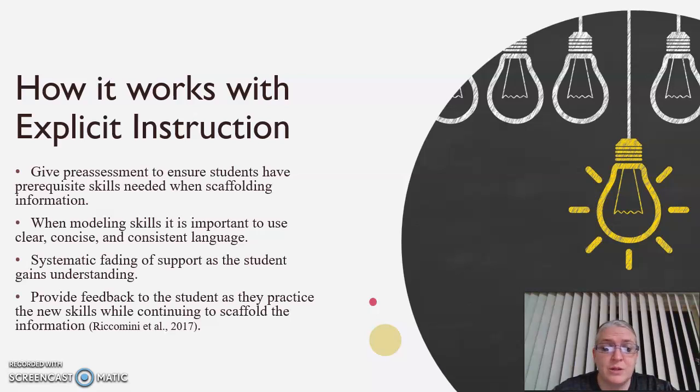Providing feedback to the student as they practice the new skill while continuing to scaffold the information. So as they are mastering the new skill, continuing to challenge them a little bit and build on those skills.